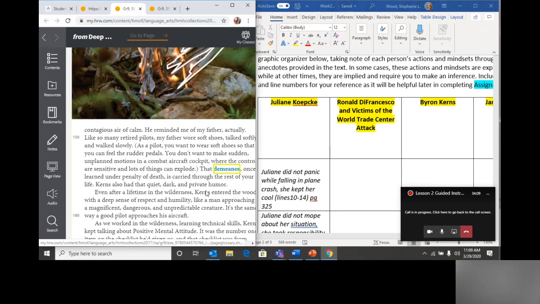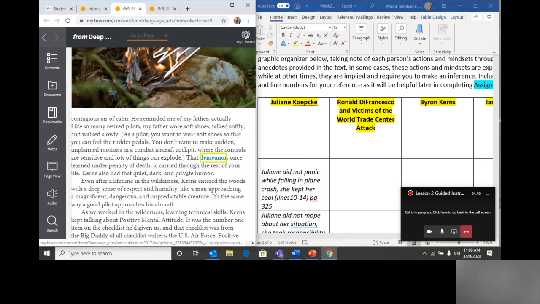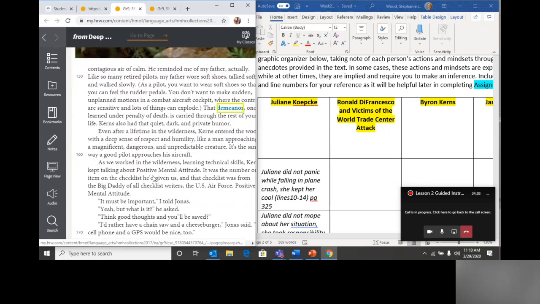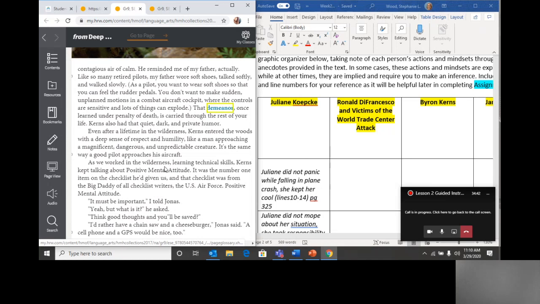Kearns also had that quiet, dark, and private humor. Even after a lifetime in the wilderness, Kearns entered the woods with a deep sense of respect and humility, like a man approaching a magnificent, dangerous, and unpredictable creature. It's the same way a good pilot approaches his aircraft. As we walked in the wilderness learning technical skills, Kearns kept talking about positive mental attitude. It was the number one item on his checklist he'd given us, and that checklist was from the big daddy of all checklist writers, the U.S. Air Force. Positive mental attitude.